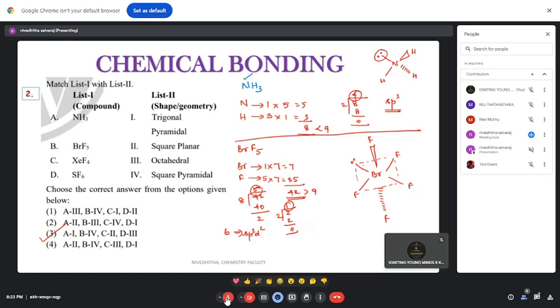So what is the shape? Originally it was octahedral. But in octahedral, I have one lone pair of electrons. So this is no more octahedral. It is called square pyramidal. So BrF5's shape is square pyramidal. So for B, it is 4.